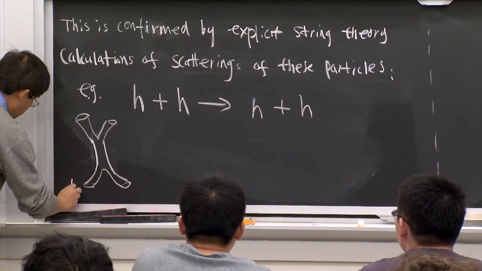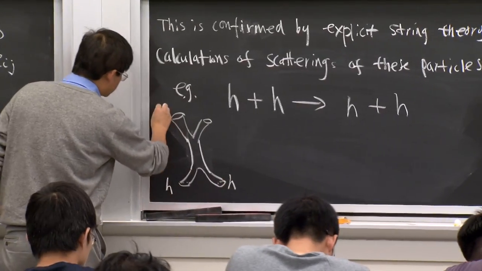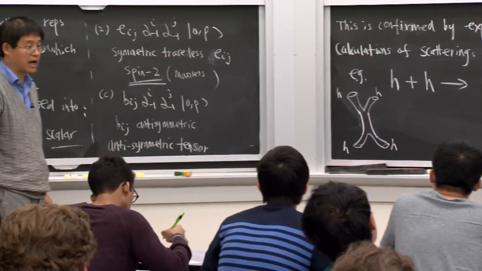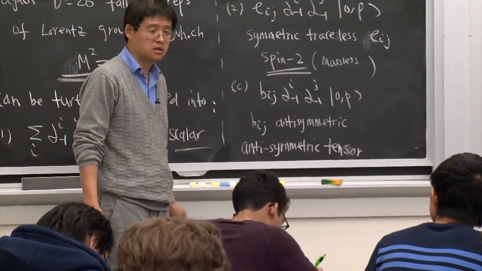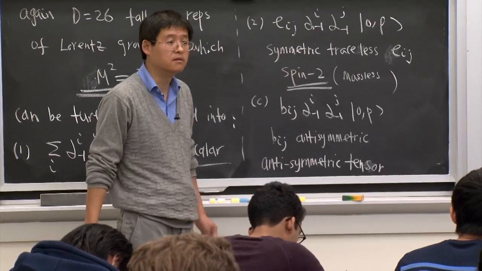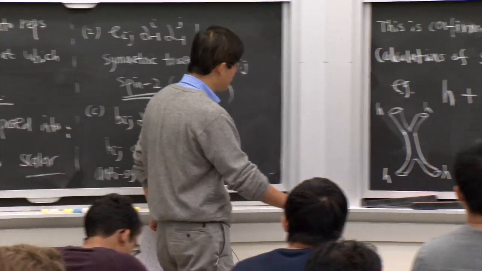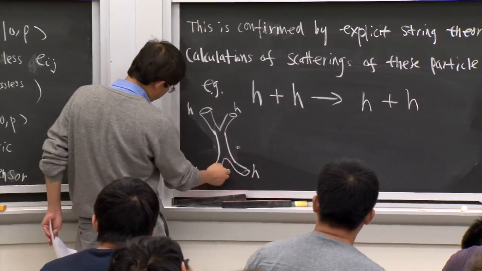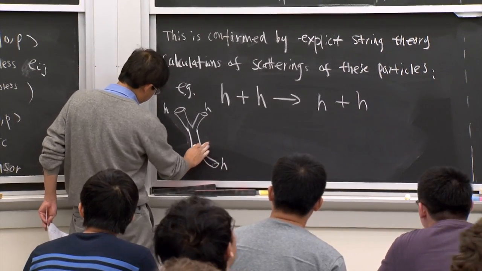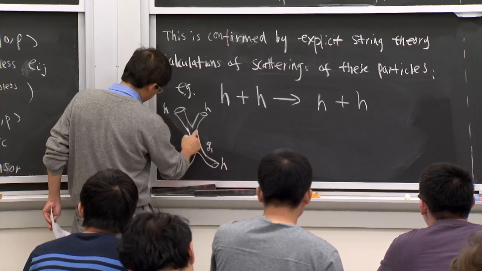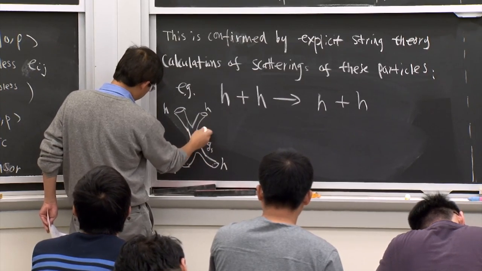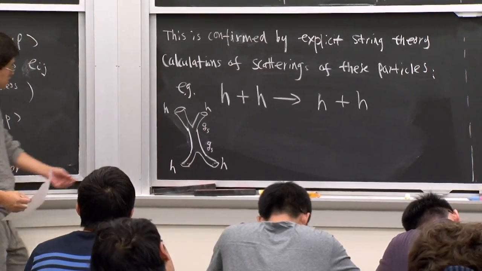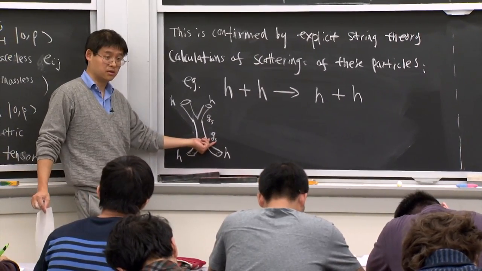So you start with two initial string states and scatter into some final state. So this is a string theory scattering diagram. You can, in principle, compute this using the path integral, which I outlined earlier. Of course, we will not compute this path integral. You see there are two vertices here. You have two strings merging into one string, and then you have a string splitting into two. Remember, each of such vertices corresponds to a factor of the string coupling g_s.